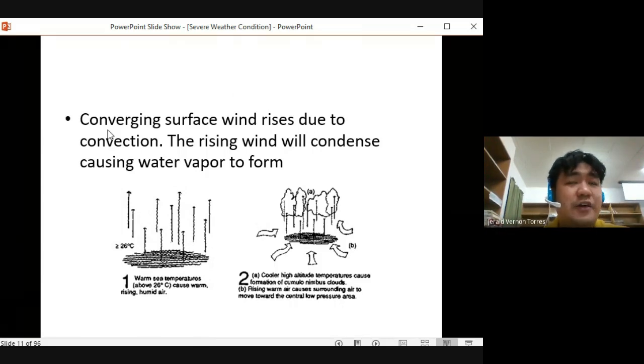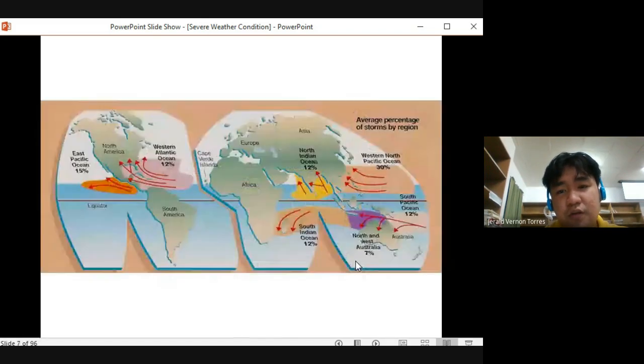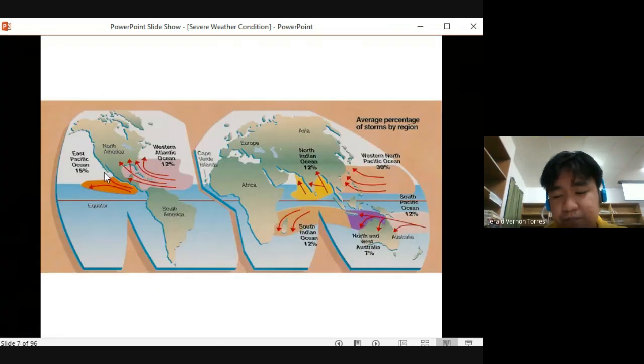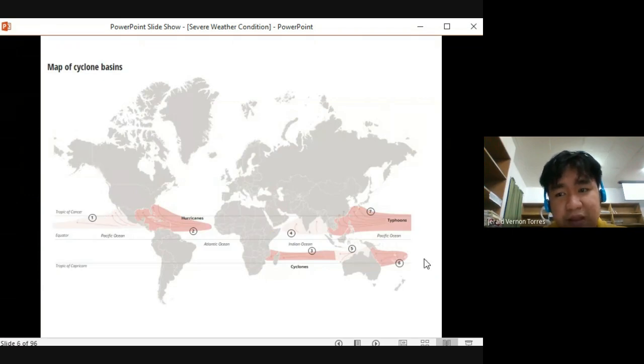At paano kaya mangyayari yan? How will it happen? It will happen, class, with the use of your prevailing wind. So kung naalala ninyo, class, dito sa ating tropical or subtropical region, mataas ang temperature ng water. Now, the thing is, this high temperature water, class, would have evaporation. Pero, class, in order to form typhoon, hurricane, or cyclone in the basin, kailangan ma-lift yung water pataas.